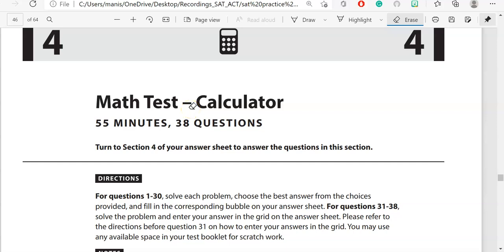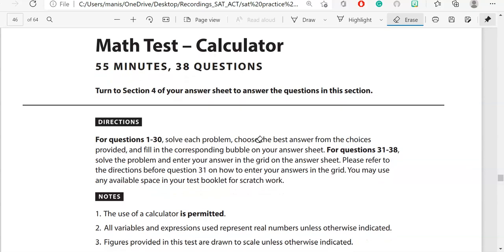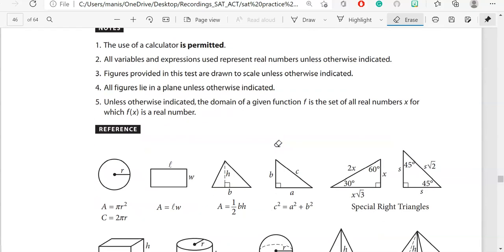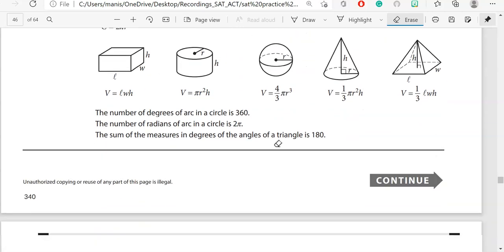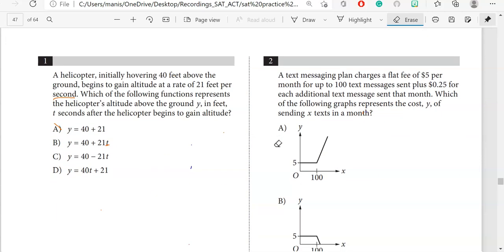Practice test 1 session 2. In this session we will be doing 38 questions in 55 minutes. This section requires the usage of a calculator, and we have been given formulas which we will be using as the need arises. So let's go to question number 1.